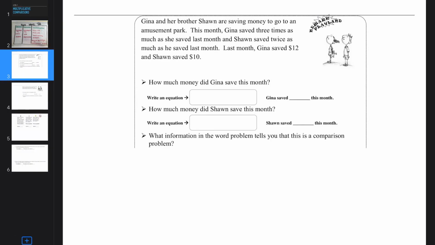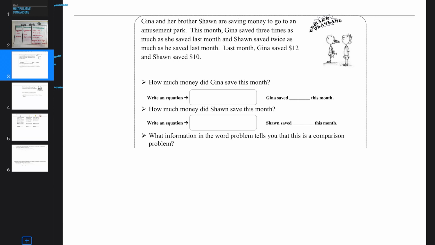So scholars, let's look at our first problem. And we're actually going to work through this problem together. So in this problem, it says Gina and her brother Sean are saving money to go to an amusement park. This month, Gina saved 3 times as much as she saved last month. And Sean saved twice as much as he saved last month. Last month, Gina saved $12 and Sean saved $10.